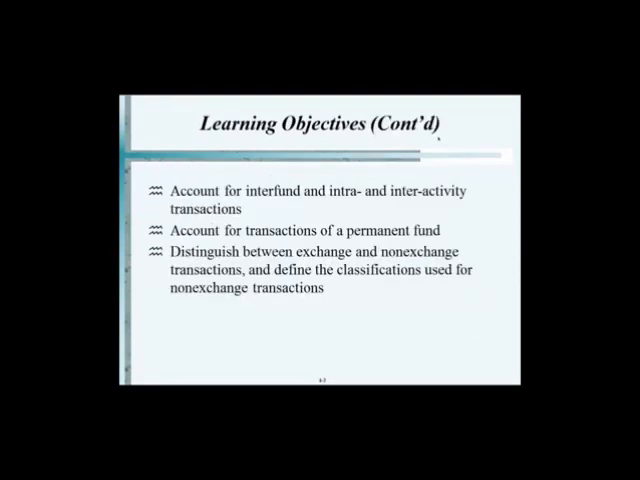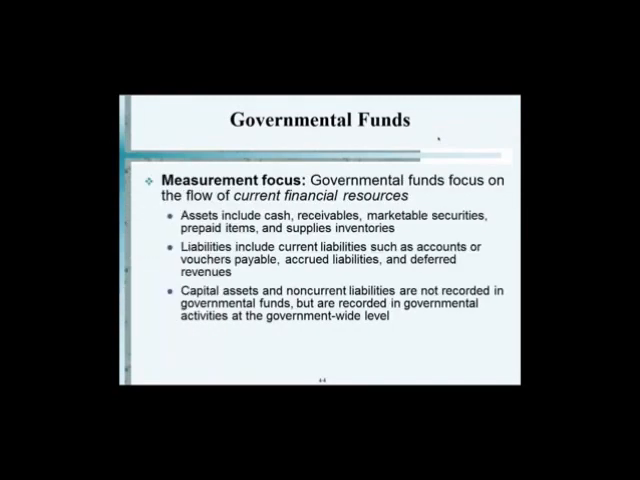And there are some things about exchange and non-exchange transactions, but the basic gist of this is really understanding the journal entries. You should never forget this: the measurement focus of governmental funds, current financial resources, modified accrual basis. And never forget that capital assets and non-current liabilities are never recorded. Only at the government-wide level are they recorded.